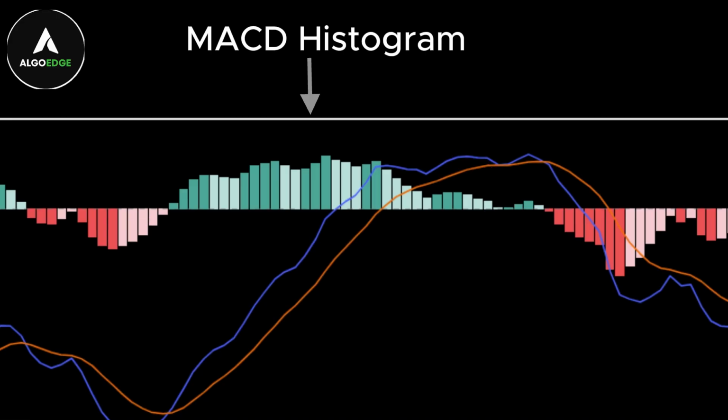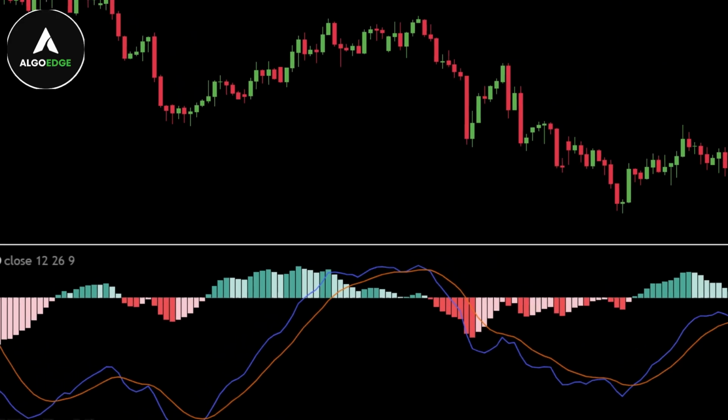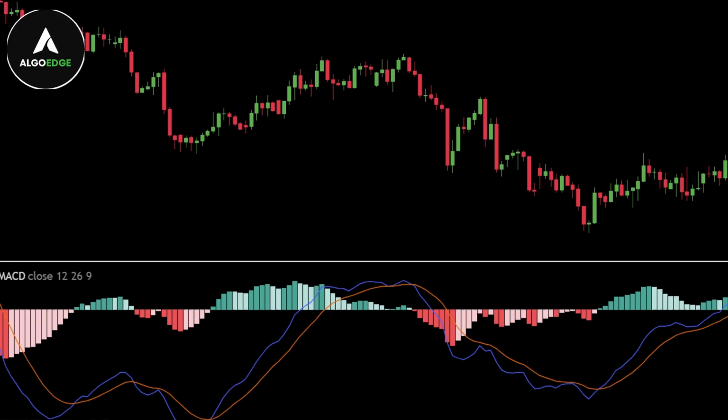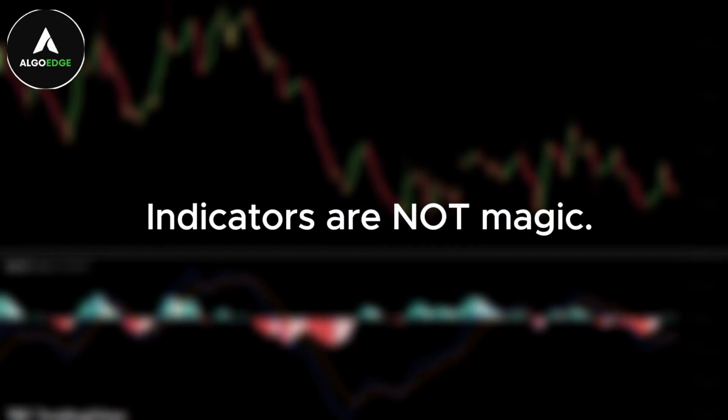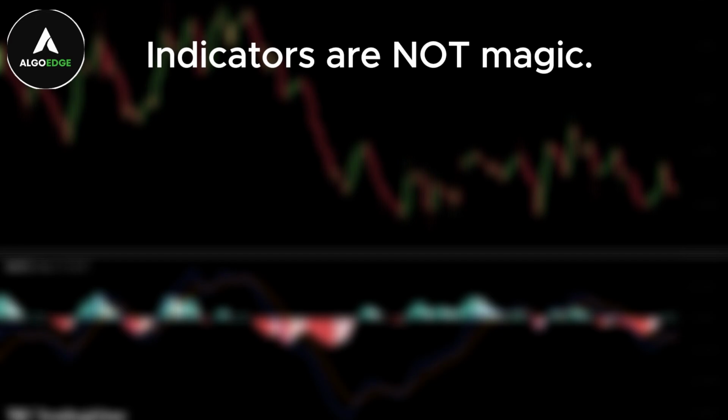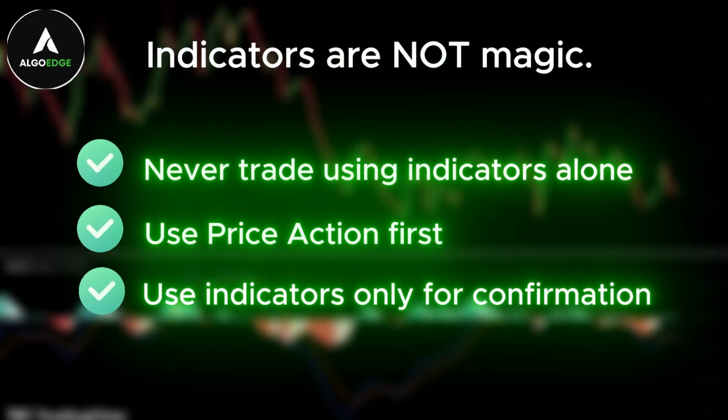Now, before we go any further, there's one very important point you need to understand about indicators. Indicators are not magic. There is no such thing as a magic indicator that can tell you exactly when to buy or sell. We never use indicators alone to enter a trade. Instead, we use them to confirm what we've already identified through price action analysis and to improve the quality of an already good trading opportunity. So, with that in mind, let's take a look at how the MACD indicator is traditionally used in trading.